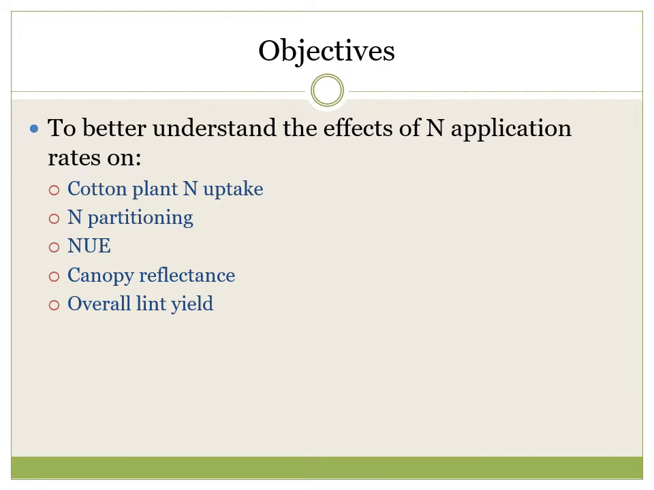The purpose of this study was to better understand the effects of nitrogen rates on different aspects of cotton production, such as nitrogen uptake in the cotton plant, nitrogen partitioning, nitrogen use efficiency, canopy reflectance, and overall lint yield.